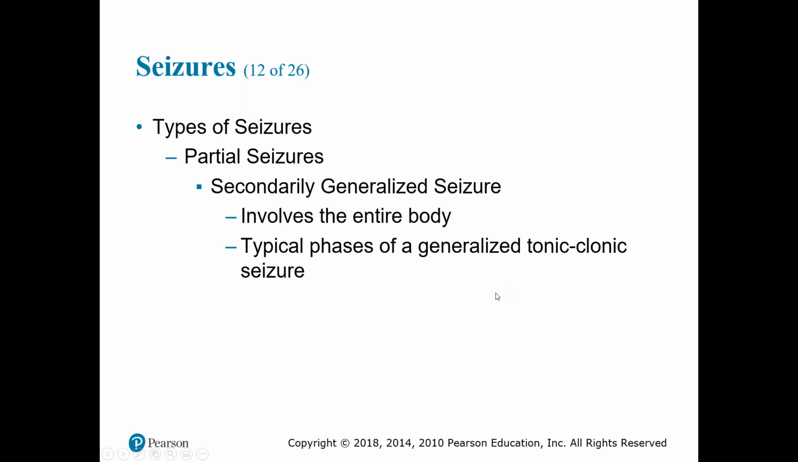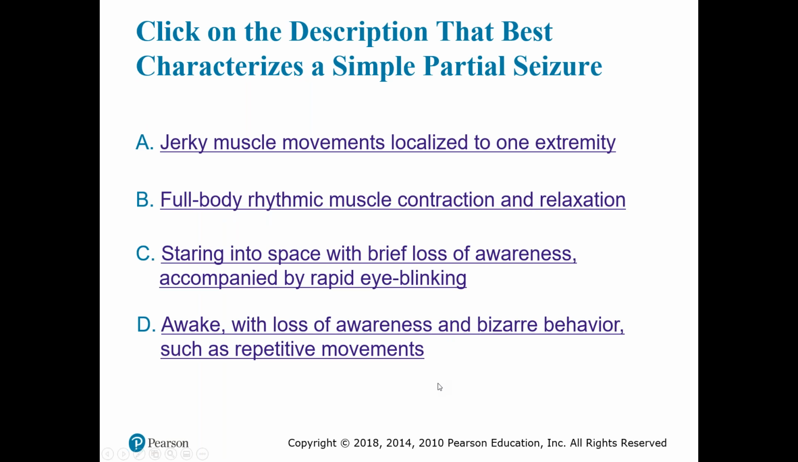Our secondary generalized seizure, which again starts as a partial seizure, typically this is going to be our generalized tonic-clonic seizure. So full body movement, both hemispheres are going to be involved at this point.